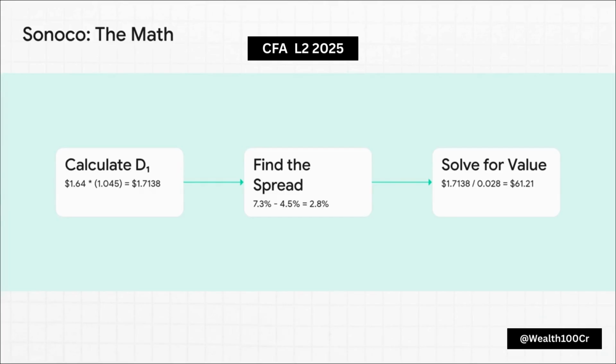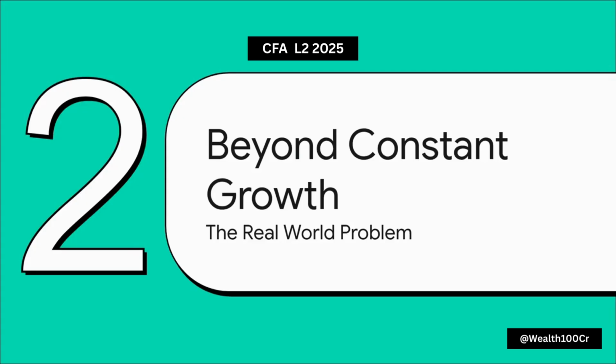First, you've got to find next year's dividend, D1. You just take the current dividend and grow it by G. Easy. Second, we find that critical spread, R minus G, which here is 2.8%. And finally, you just divide the first number by the second. And boom, our model spits out an intrinsic value for Sunoco of $61.21.